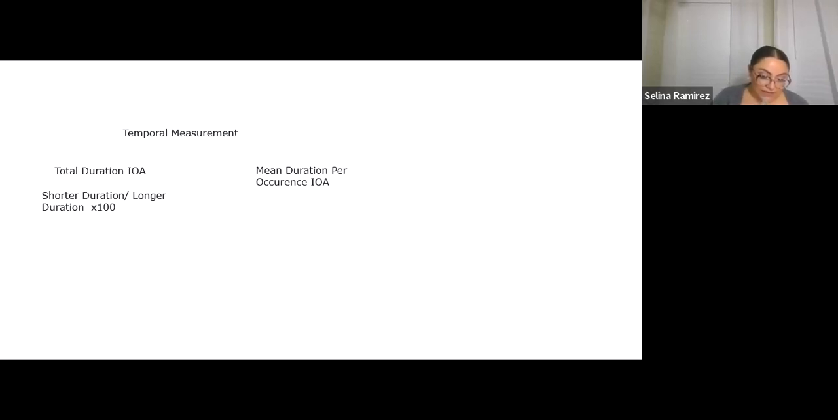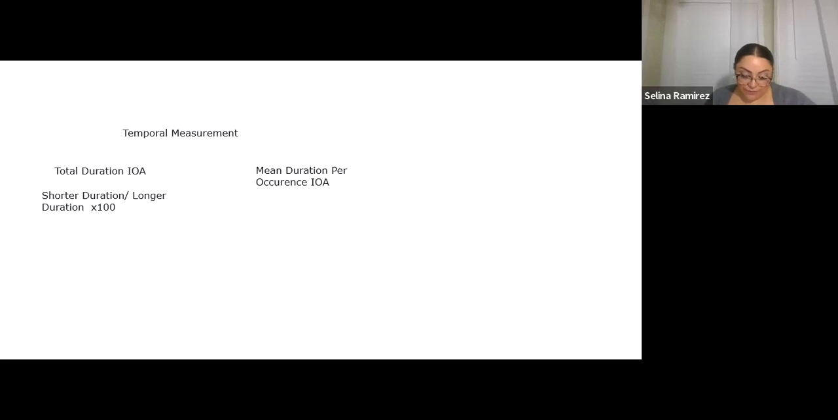So that's going to be your timing or your temporal category. So let's see. For mean duration per occurrence, IOA should be calculated for duration per occurrence data, and it is a more conservative and usually more meaningful assessment of IOA than total duration. The formula for calculating mean duration per occurrence IOA is similar to the one used to determine mean count per interval IOA.